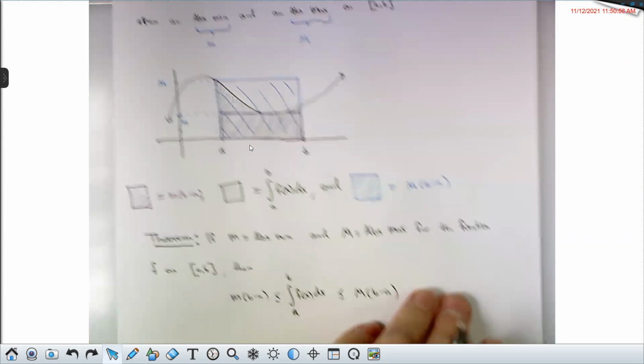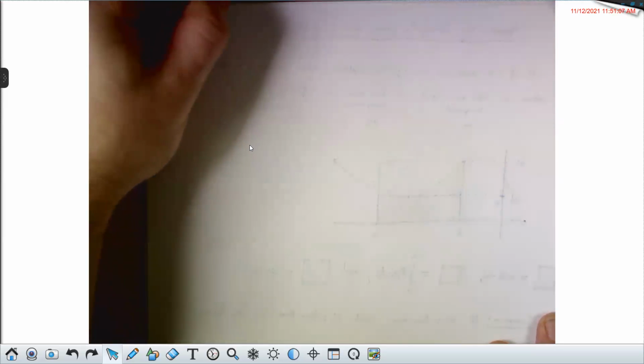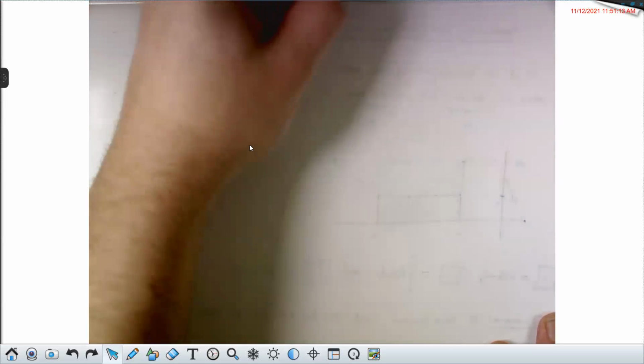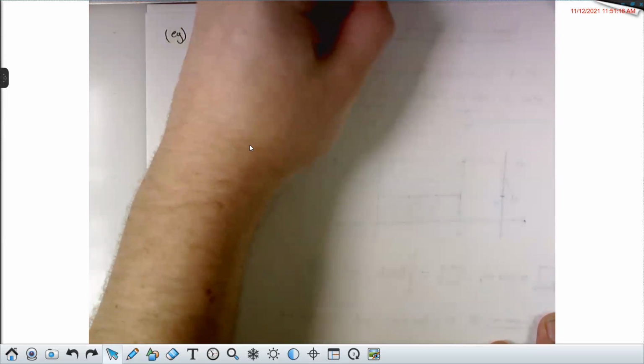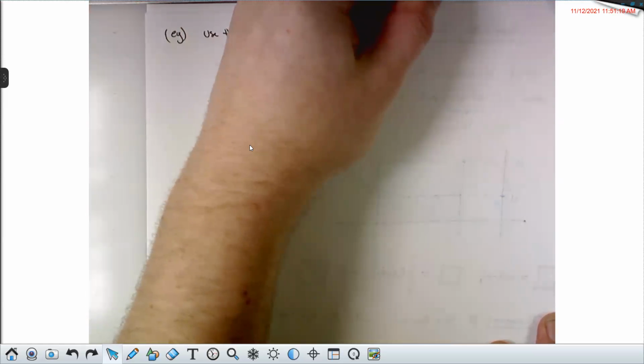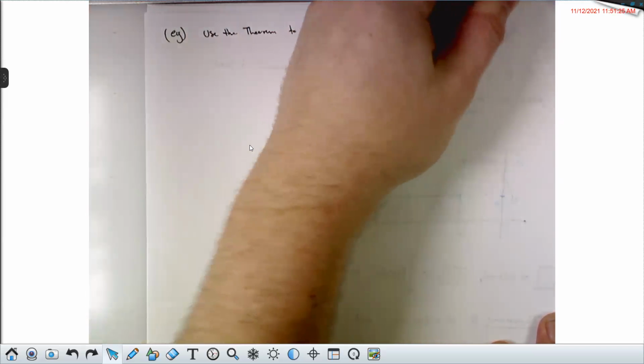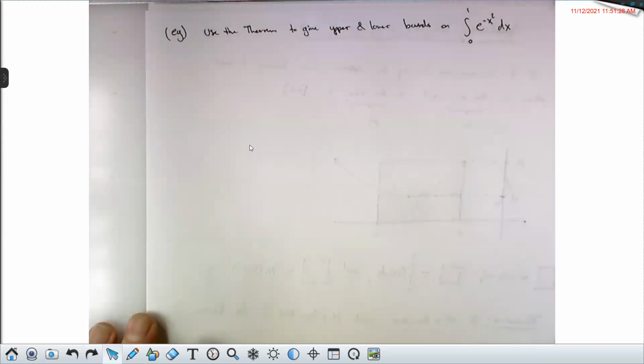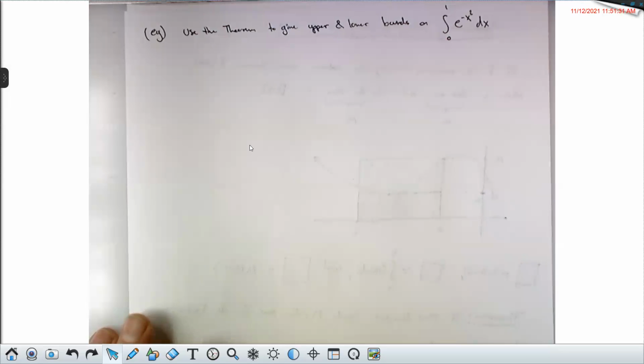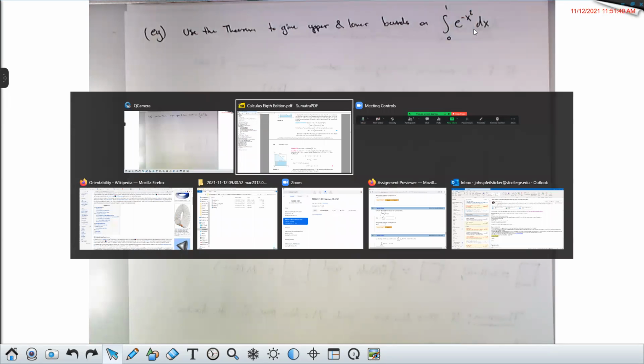All right. So use the theorem to give upper and lower bounds on the integral from 0 to 1 of e to the negative x squared dx. This integral of e to the negative x squared turns out to be incredibly hard, by the way. Hugely important in statistics and probability. If anybody's ever taken a statistics class, you may recognize this as the normal distribution or bell curve.